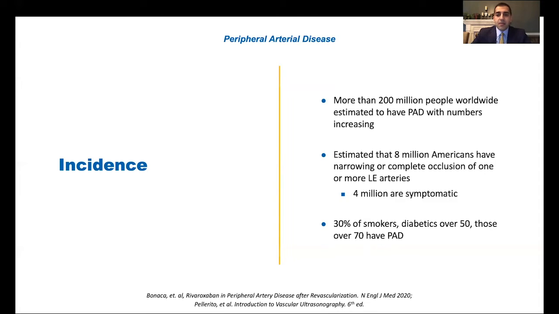8 million Americans are suspected to have this, which again is an underestimated number. And 4 million of them actually have real symptoms associated with this. The folks that are commonly comprised in this population are smokers, older diabetics, and folks that are above the age of 70 with risk factors.